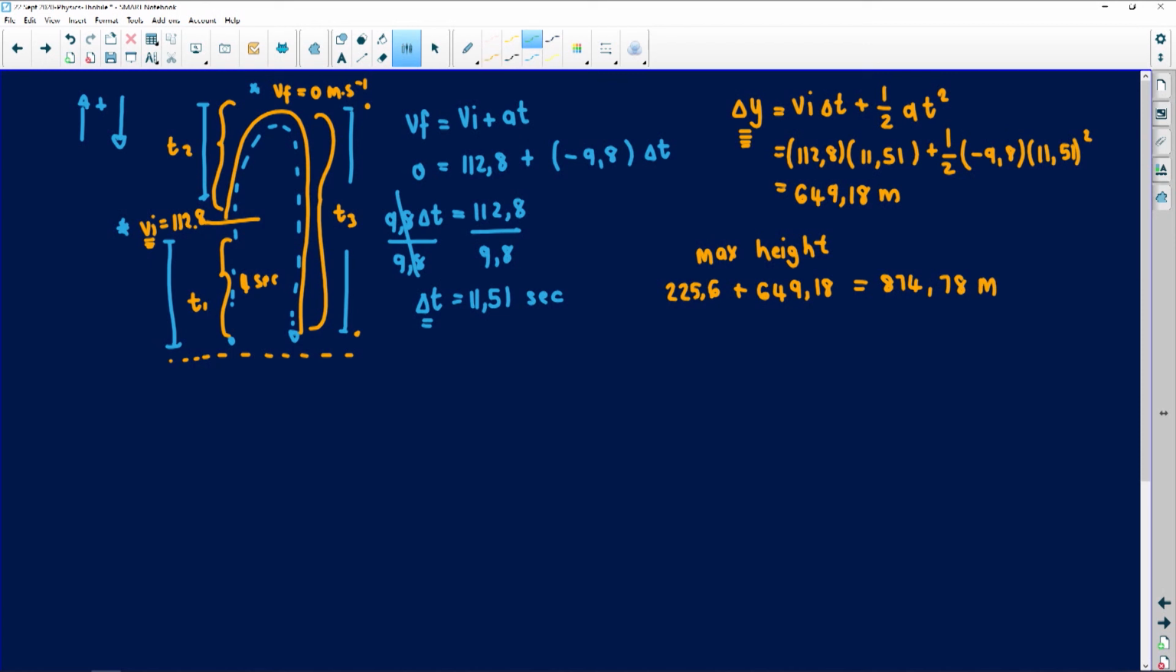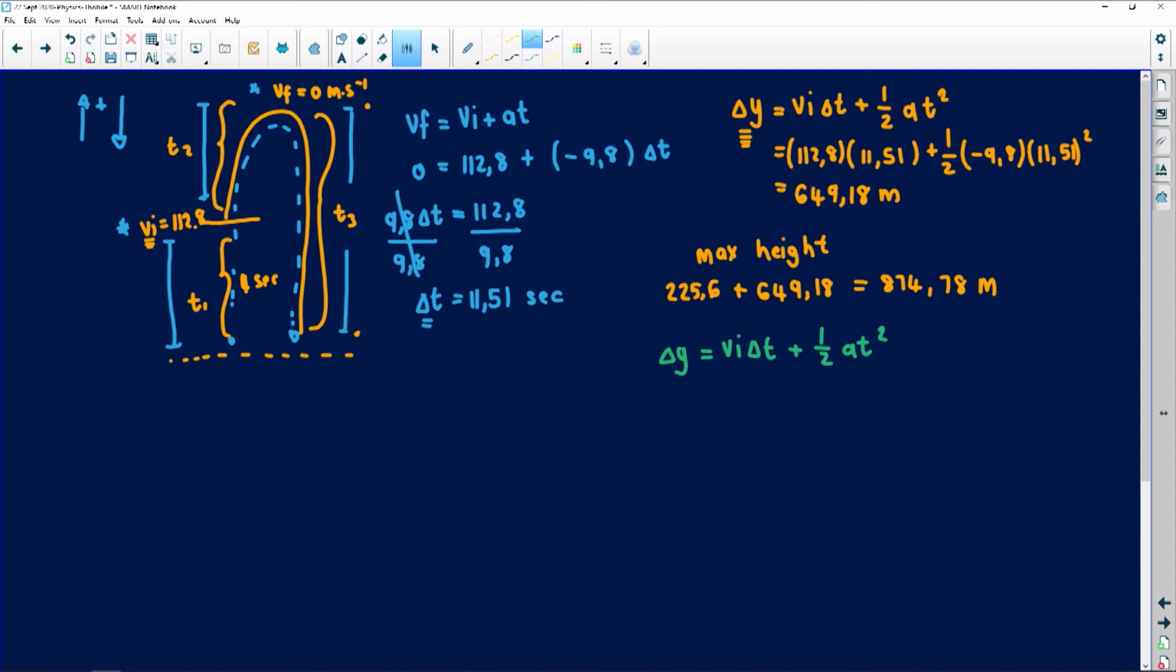I'm going to use another color. Now we're moving to the last step. Now I know the total distance. I can find the total time now. I can therefore say, if I use delta y equals vi delta t plus a half a t squared. Why am I using this one? I've got my total velocity.